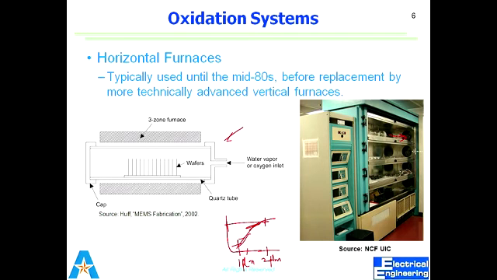So in the oxidation system, you should know about the furnace. What is the furnace? That is a quartz tube that can be heated to a very high temperature, more than 1000 degrees centigrade. So that quartz tube is named the furnace.